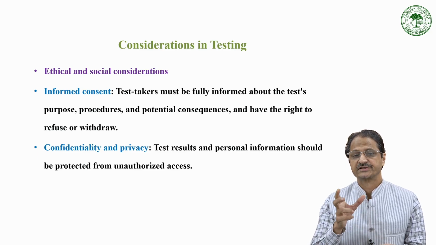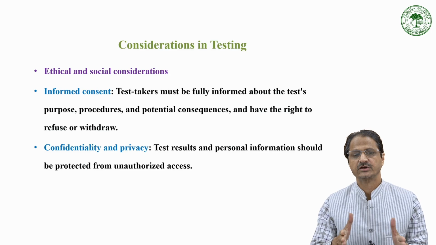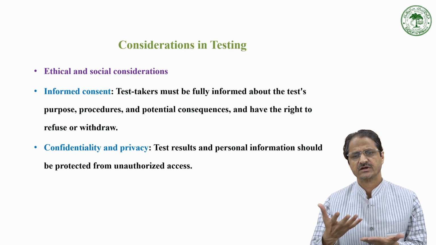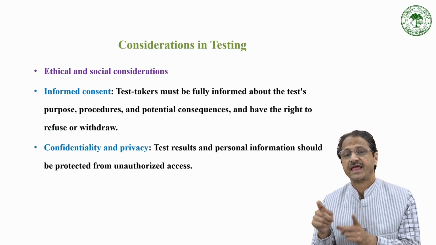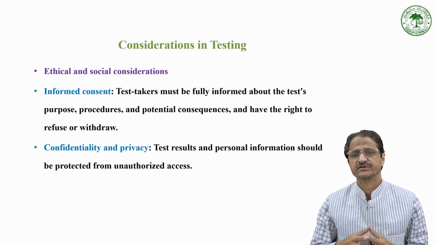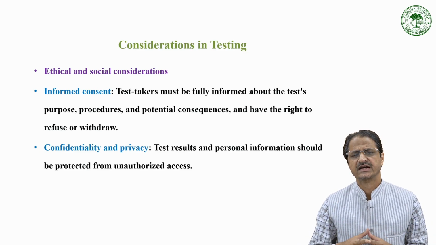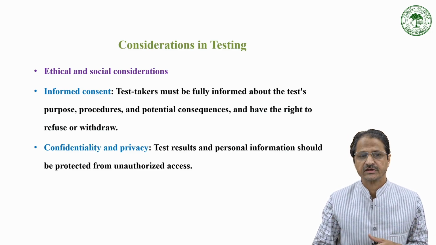We need to explain the purpose. We need to explain that your confidentiality and privacy will be maintained, and make them aware that the test results will be used only for research purposes and only for counseling purposes. That is called confidentiality and privacy. Test results and personal information should be protected from unauthorized access. This is very confidential information related to the IQ level of the student, personality characteristics, achievements, and many more features related to the personal aspect, for example, anxiety, stress, frustration. So keeping this information confidential is the need of the hour.